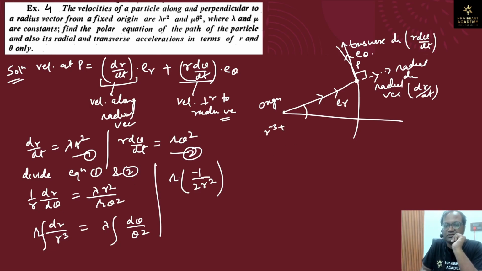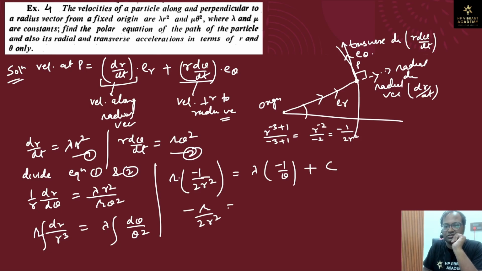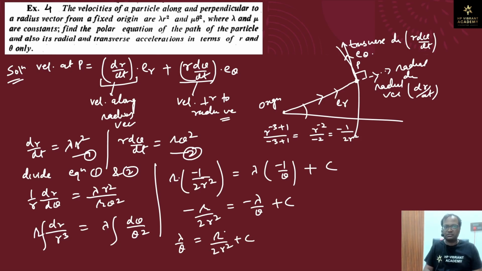For dr/r³, this is r to the power minus 3 plus 1 over minus 3 plus 1, which is equal to r⁻² upon minus 2, that is minus 1/(2r²). This is equal to λ into minus 1/θ plus c. So minus μ/(2r²) is equal to minus λ/θ plus c. This can be further simplified as λ/θ is equal to μ/(2r²) plus c. This is the polar equation of the path of the particle.